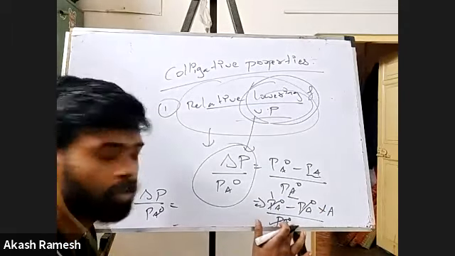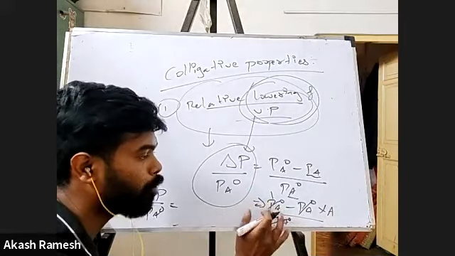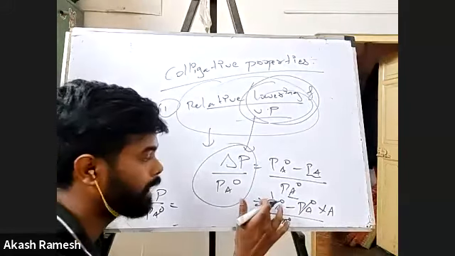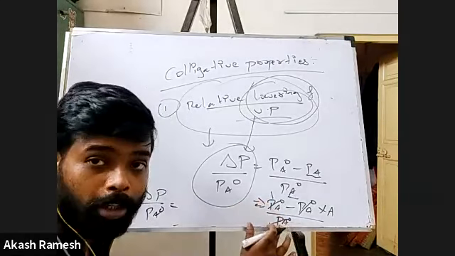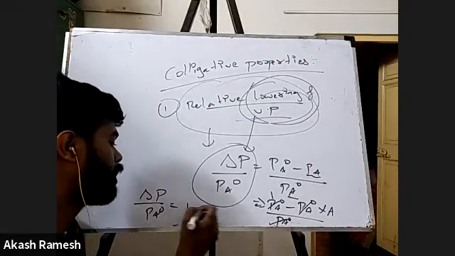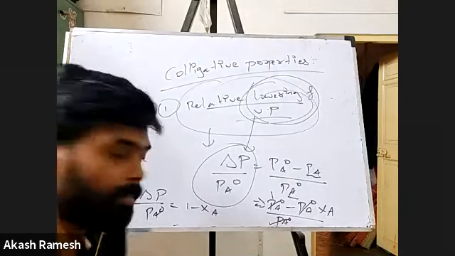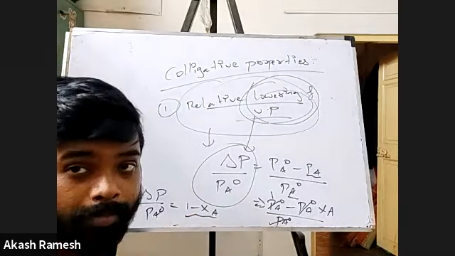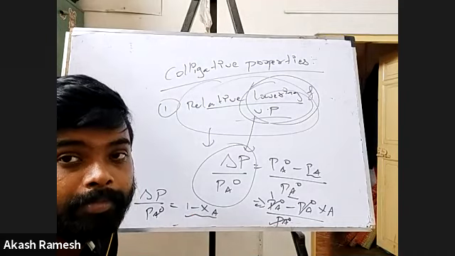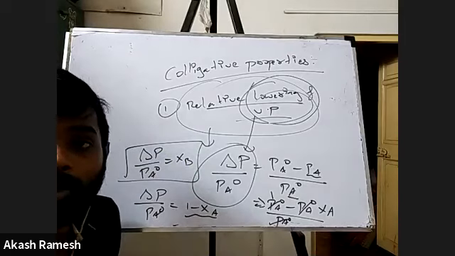If you're getting confused with this, take PA naught common out. If you take PA naught common out, you have 1 minus XA, and the PA naught in the numerator and the PA naught in the denominator get cancelled. So what you have is del P divided by PA naught is equal to 1 minus XA. And 1 minus XA is equal to XB. Absolutely. So I can now write one more statement: del P divided by PA naught is equal to XB.